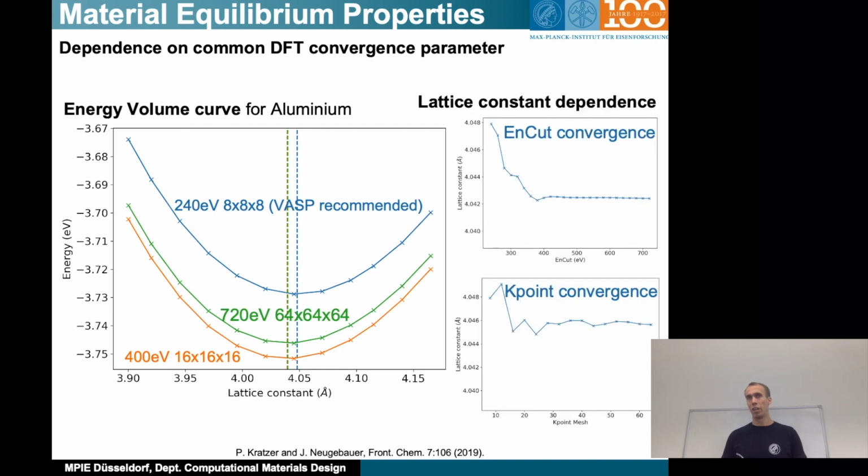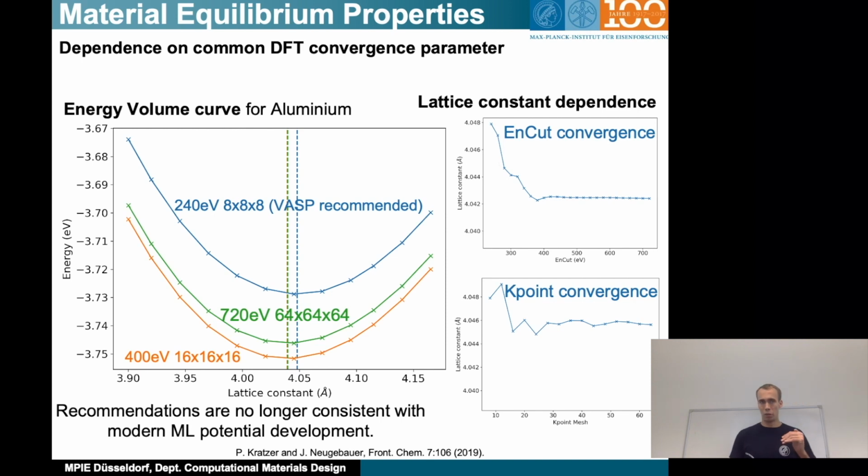Here I just plot this in a different perspective. So you now see lattice constant over energy cutoff or lattice constant over k-point mesh. And we basically see, okay, the energy cutoff converges between something like 400 and 500, and the k-point mesh something like a 30 by 30 by 30 or 40 by 40 by 40 k-point mesh. And this is really the important point here. Recommendations are no longer consistent with modern machine learning potentials. Right? So if you use modern machine learning potentials, you can't rely on the recommendations that you find in the manual of your DFT code.